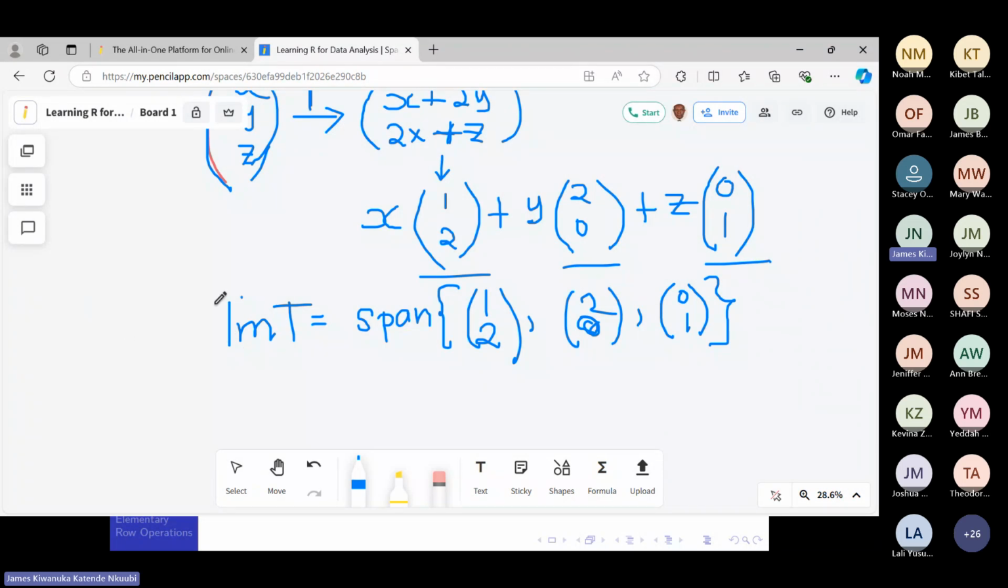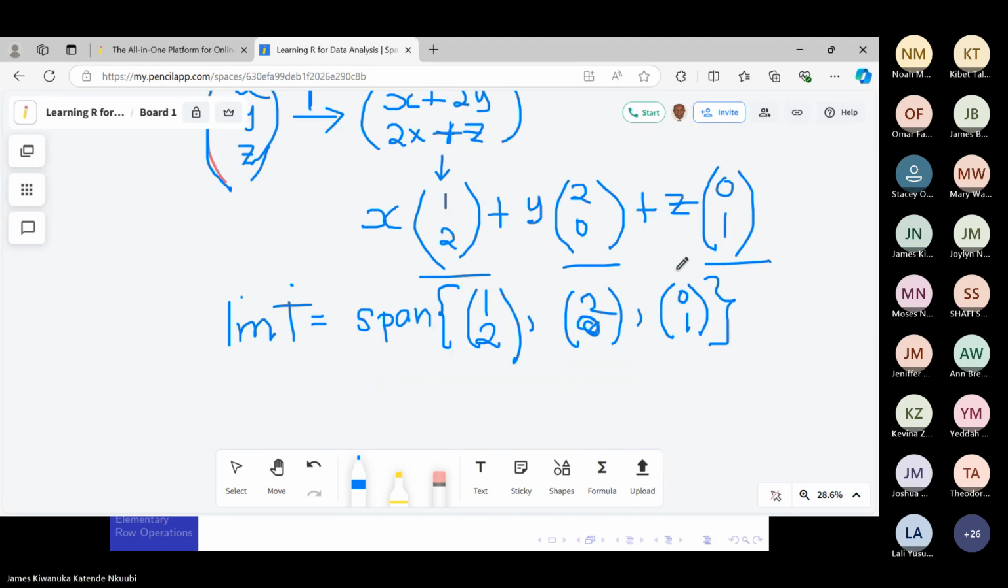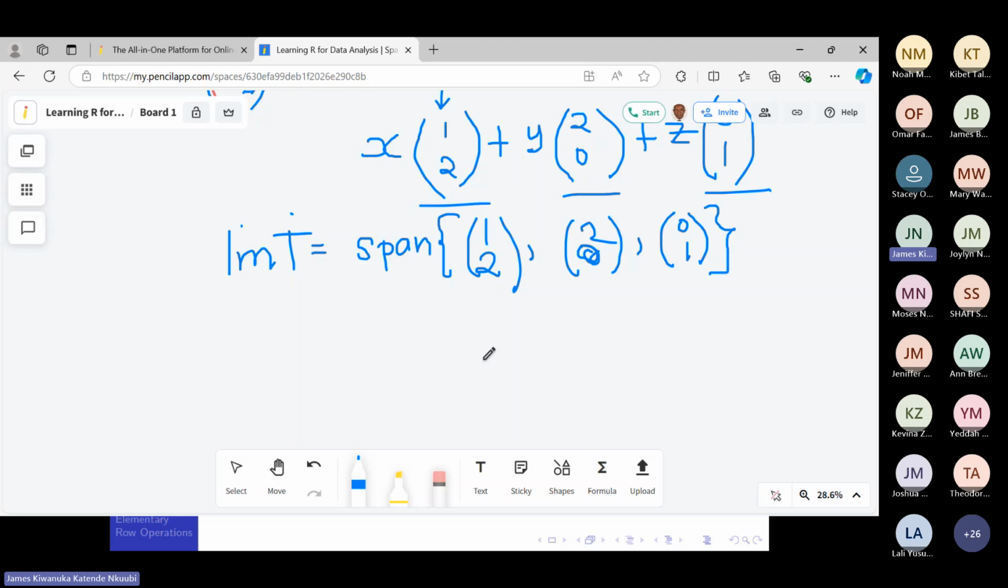So the question is, we want to check, is this map surjective? Is the image itself R2? Remember, we are moving from R3 to R2. So is this surjective? In other words, will the elements in the image cover the whole of R2? If you look carefully, what can we say about this set of vectors? We know the dimension of R2, and we have 3 vectors from R2. What does that mean? It means this set of vectors must be linearly dependent, right?